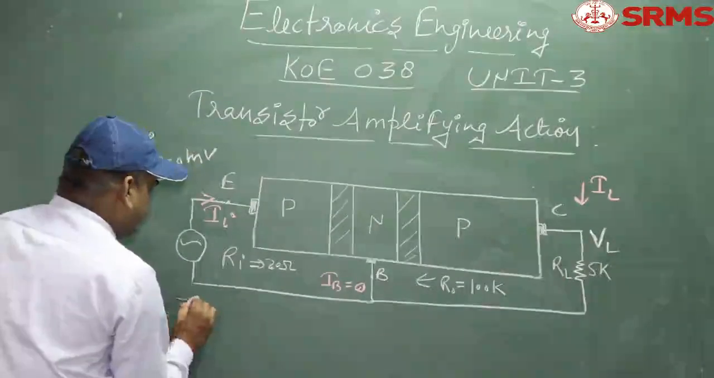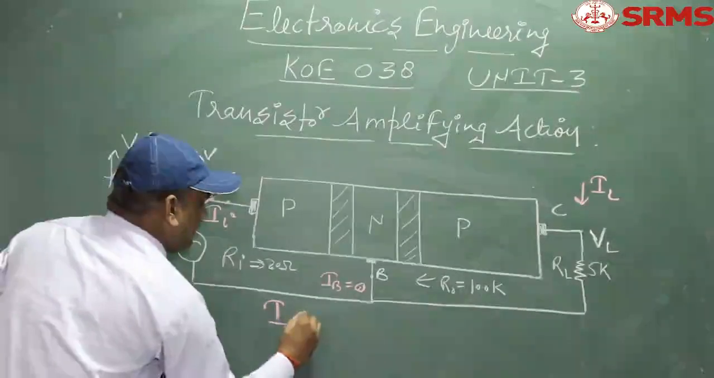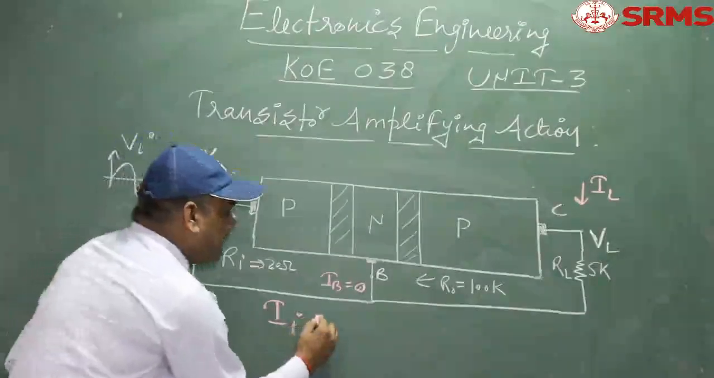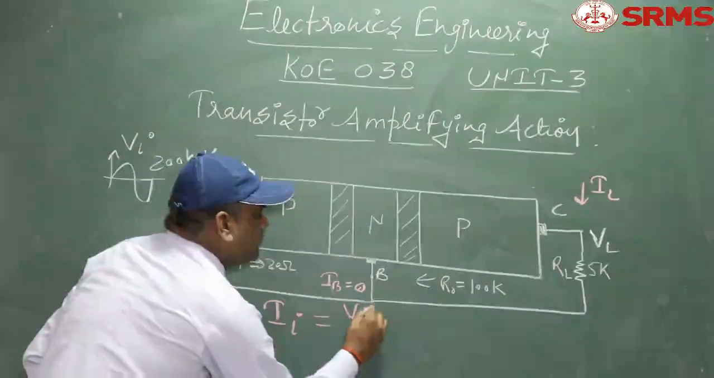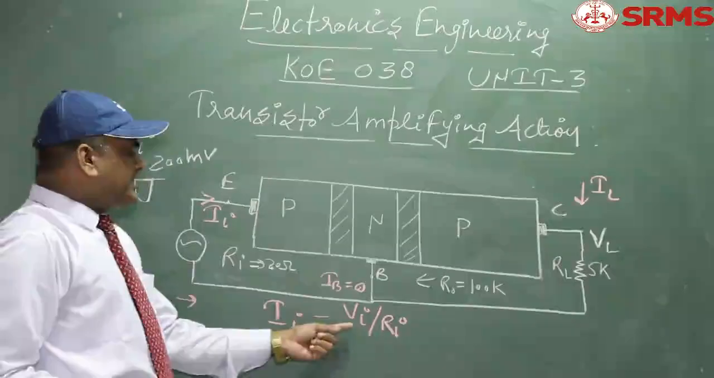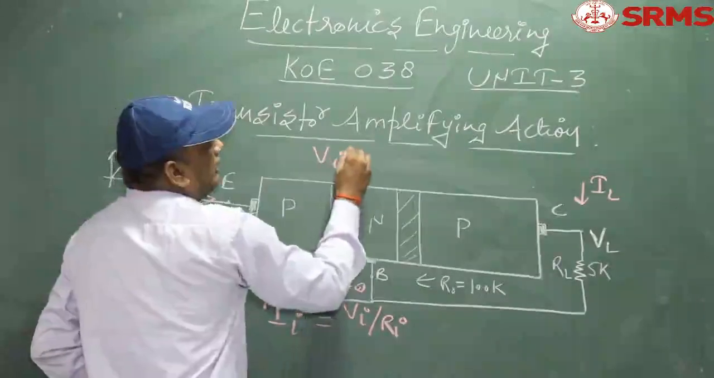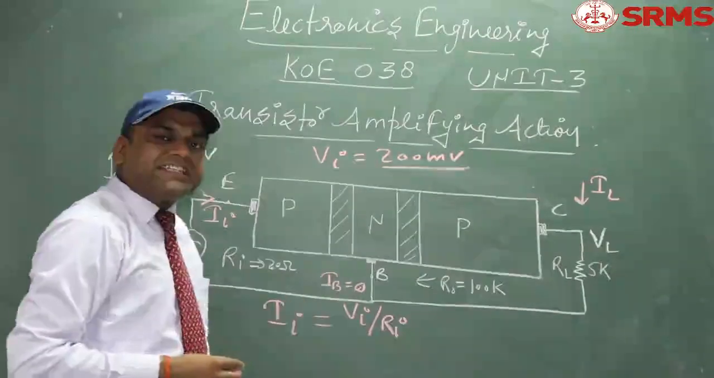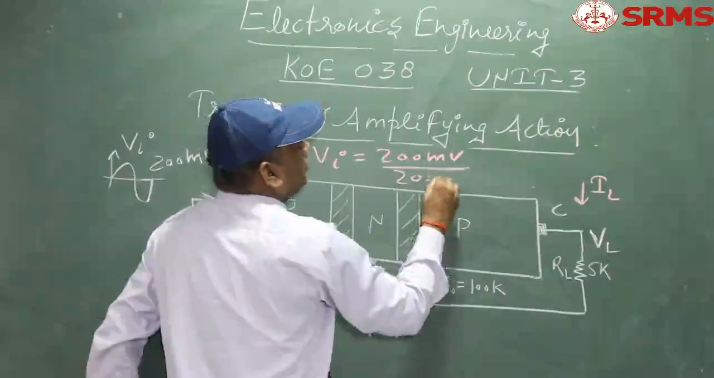Now here, let us assume we want to determine the input current, which we are assuming II. According to Ohm's law, this is equal to VI divided by RI. Is that clear? What is the value of VI? Here VI is equal to 200 millivolt, and the value of input resistance RI, as you can see, is equal to 20 ohm.